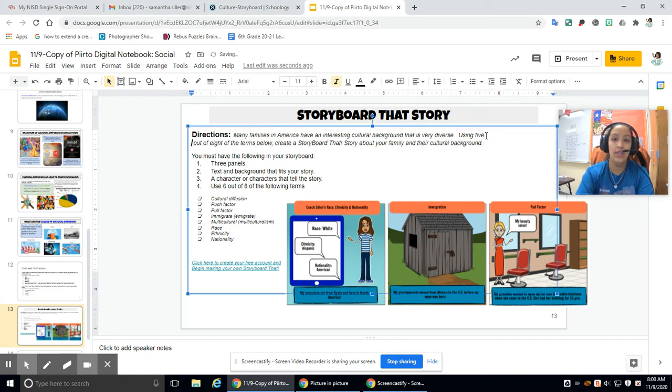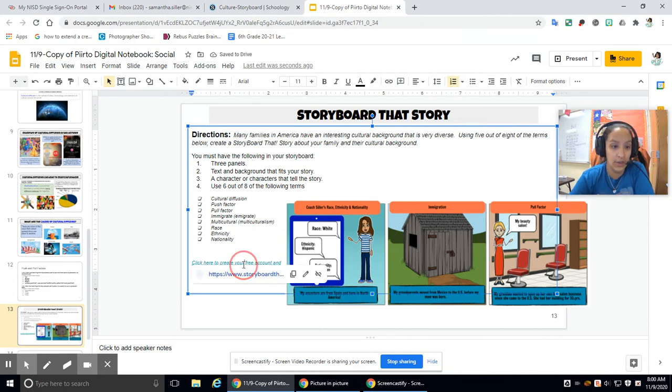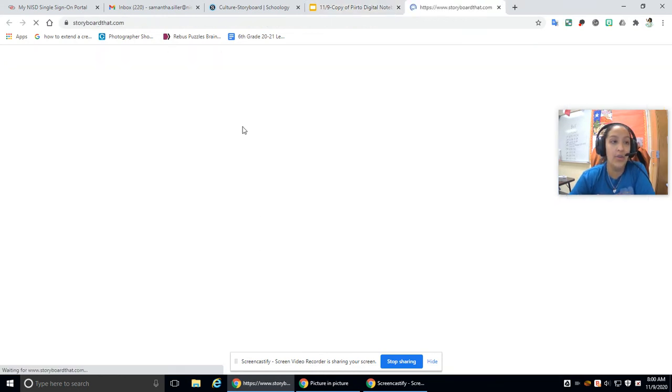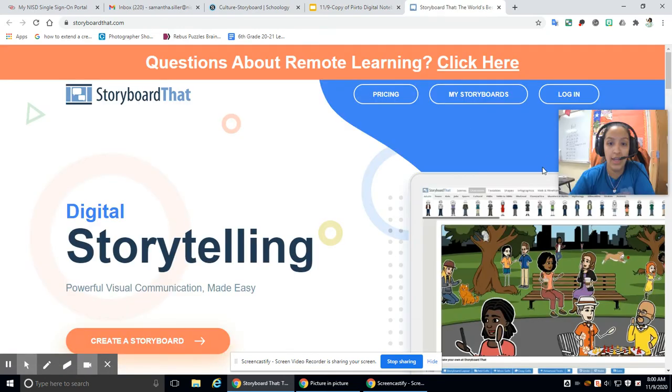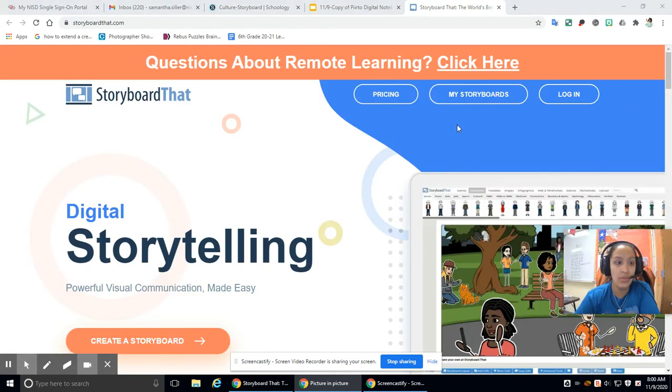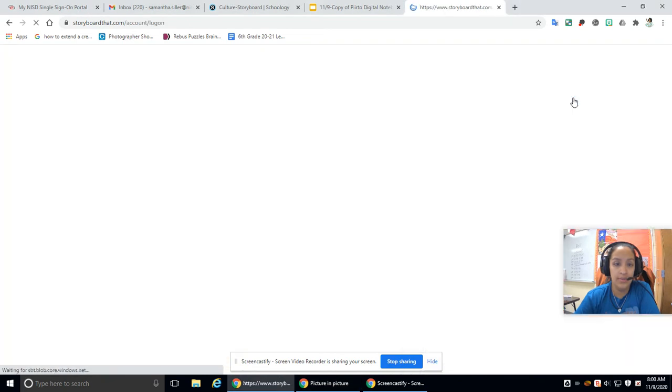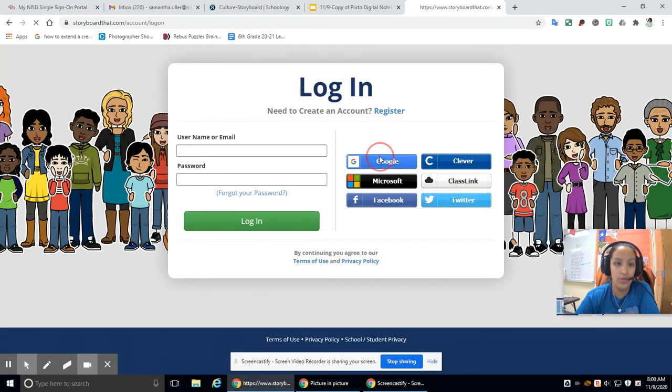All right, so what you're going to do is you're going to click right here. You're going to click here to create your own account, and it's going to open you up to Storyboard. So I already have an account. I'm going to log in. I use Google.